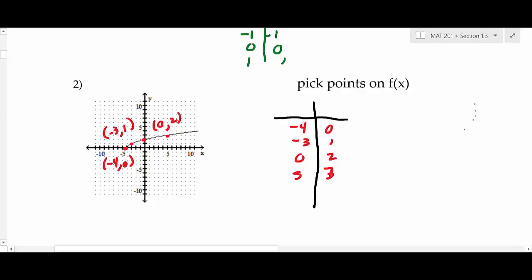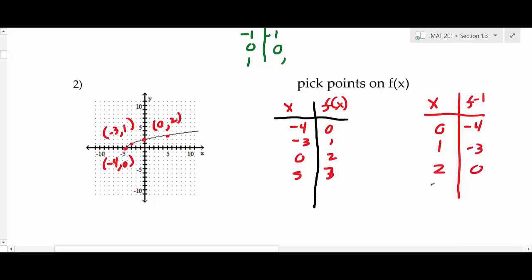Now, what we're going to do is go ahead and make a chart for the inverse. This basically is x and f of x. Now we're going to do f inverse of x. So what do we do with the points? Turn them backwards, right? So we just go 0, negative 4, 1, negative 3, 2, 0, and then 3, 5, and then we're just going to plot those, okay?